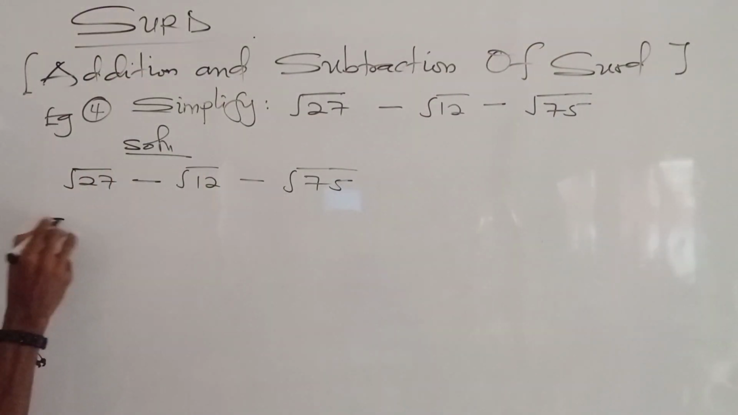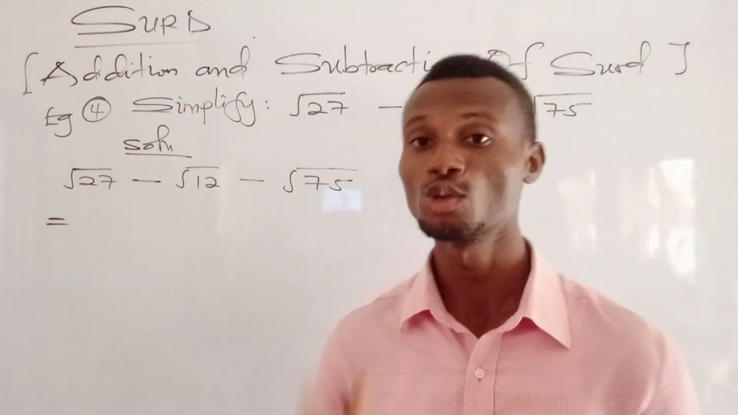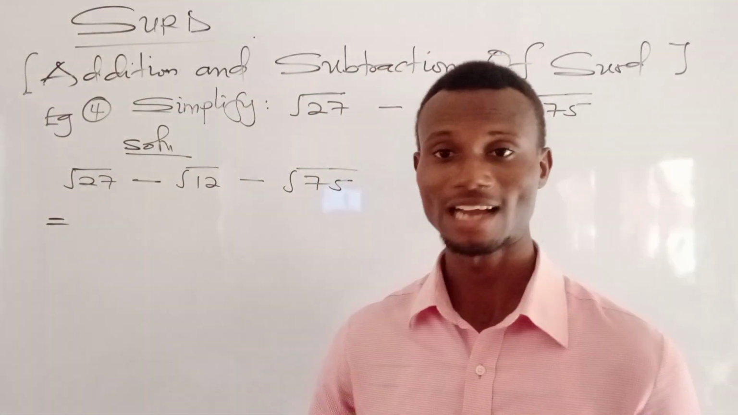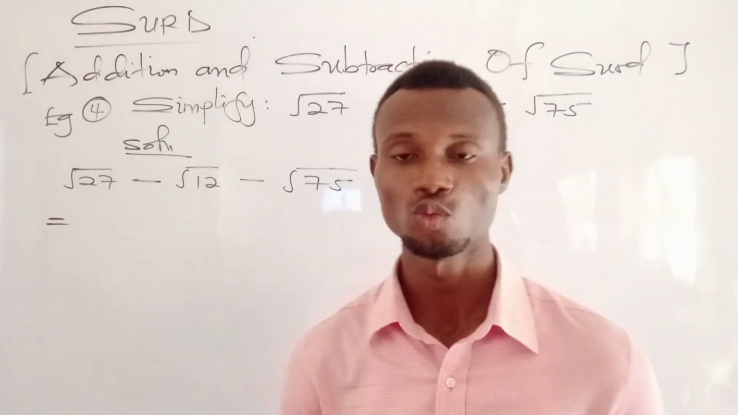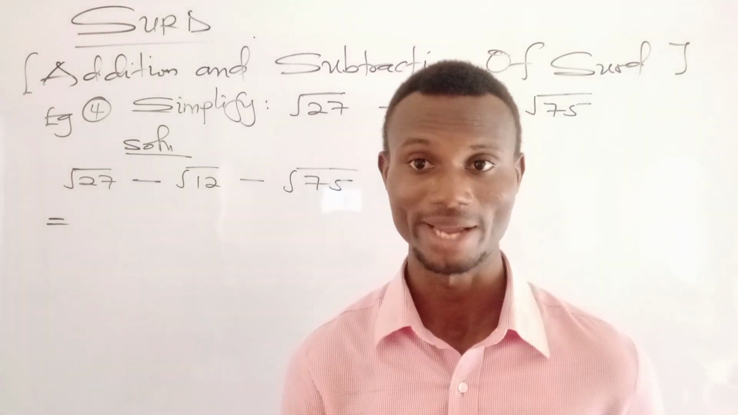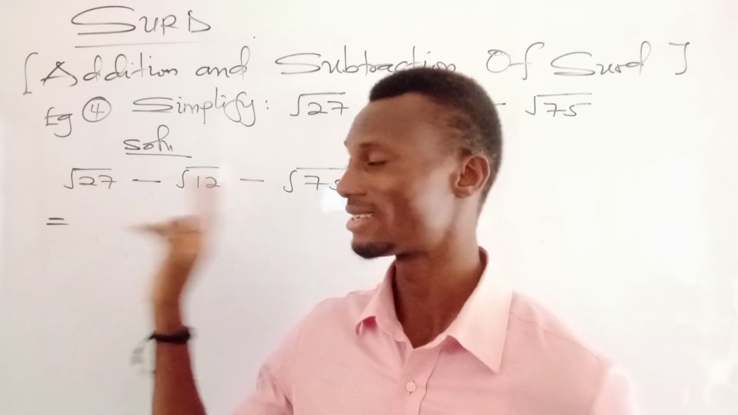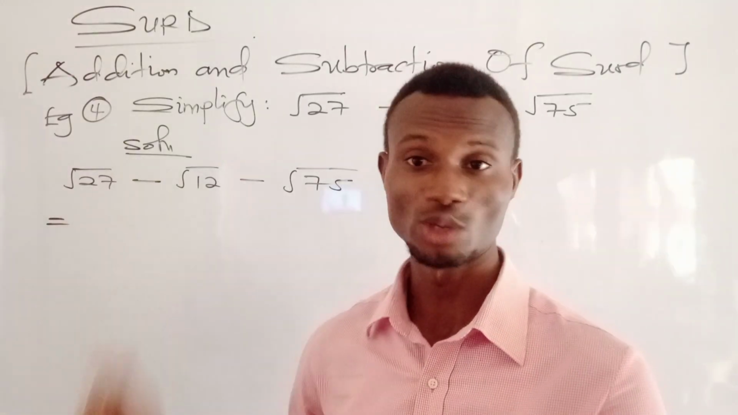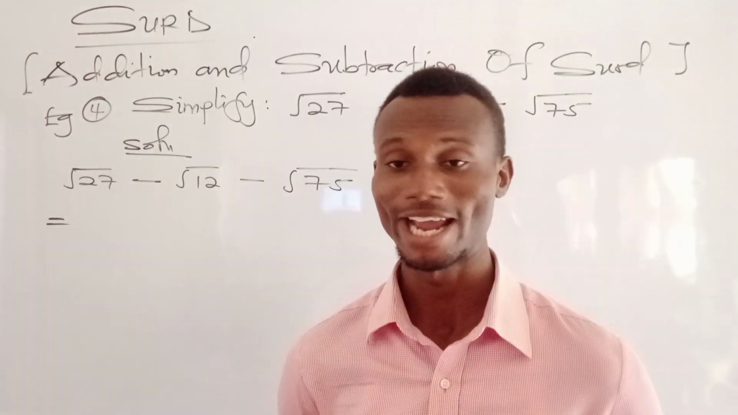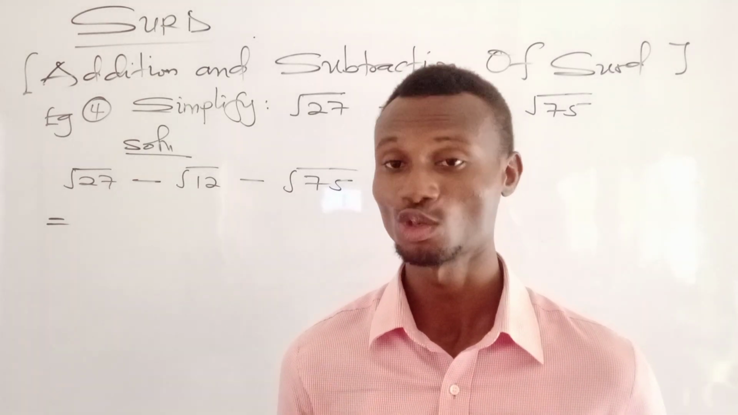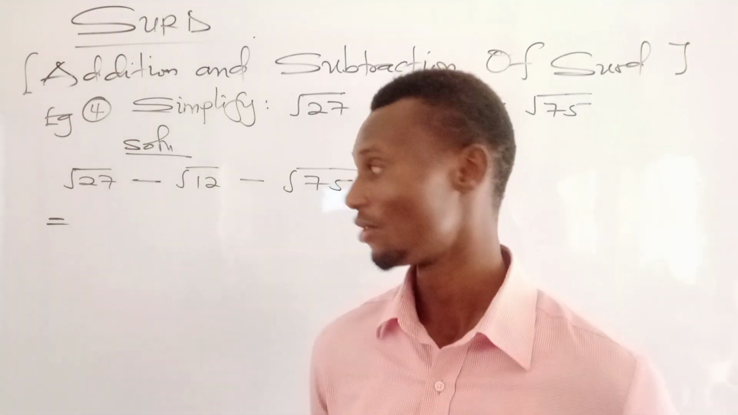To simplify the square root of 27, we are going to look for two numbers that can multiply to give back the 27. But of those two numbers, one of them needs to be a perfect square. I'm going to repeat it one more time. We are going to look for two numbers that can multiply to give back the 27, but of those two numbers, one of them needs to be a perfect square, and I've explained what a perfect square is to you in the previous videos, under the simplification of surds.